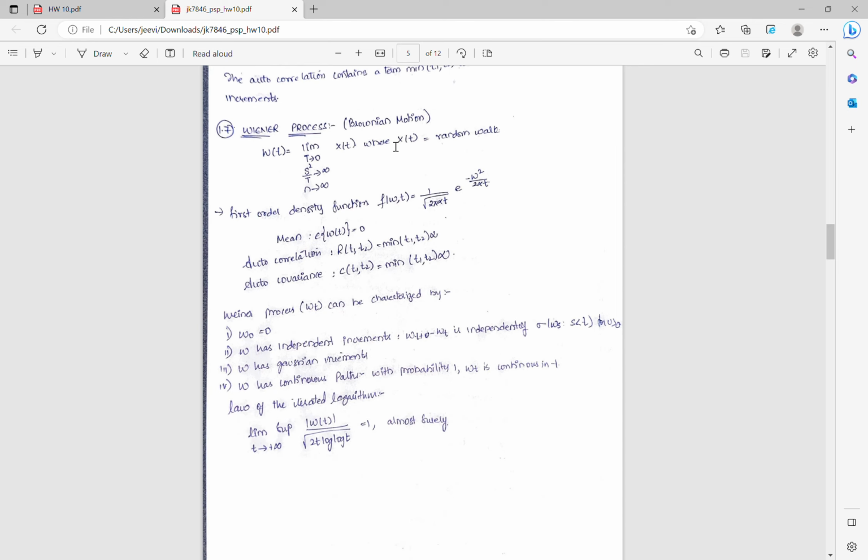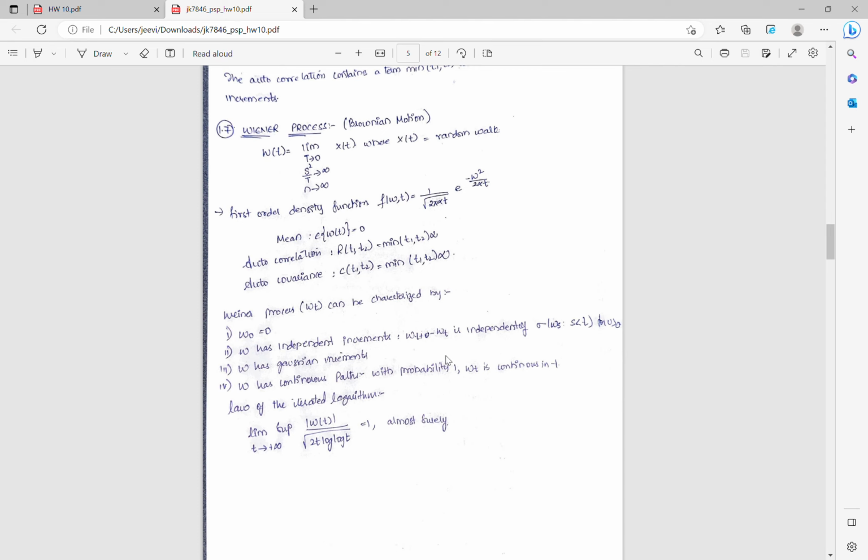And the Brownian motion, which is a Wiener process, we know w of t is equal to the limit as t tends to 0, s square by t tends to infinity, n tends to infinity, of x of t, where x of t is a random walk. The first order density function f of w, t is equal to 1 by root 2 pi alpha t into e power minus w square by 2 alpha t. The mean, e of w of t, is equal to 0. The autocorrelation is equal to min of t1, t2 into alpha. The autocovariance is min of t1, t2 into alpha.